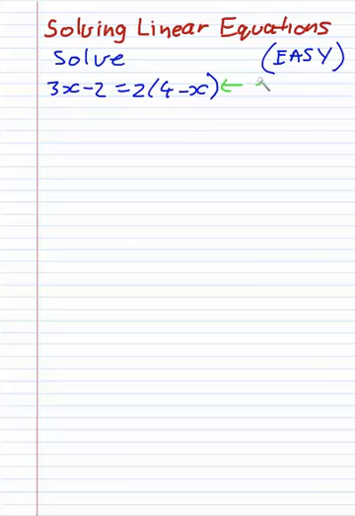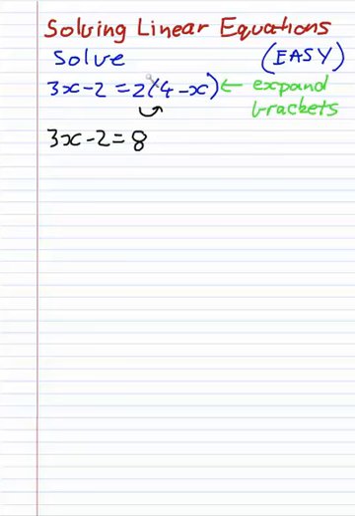So how do you get rid of brackets? In mathematics, we use the word expand. So let's expand the brackets. And what happens? What we get is 3x minus 2. We're not doing anything to the left hand side of the equation. Now when you expand, what you do is you multiply things through. So 2 times 4 is equal to 8, and 2 times minus x is minus 2x. Okay, and now the brackets are expanded and it looks a little bit easier.